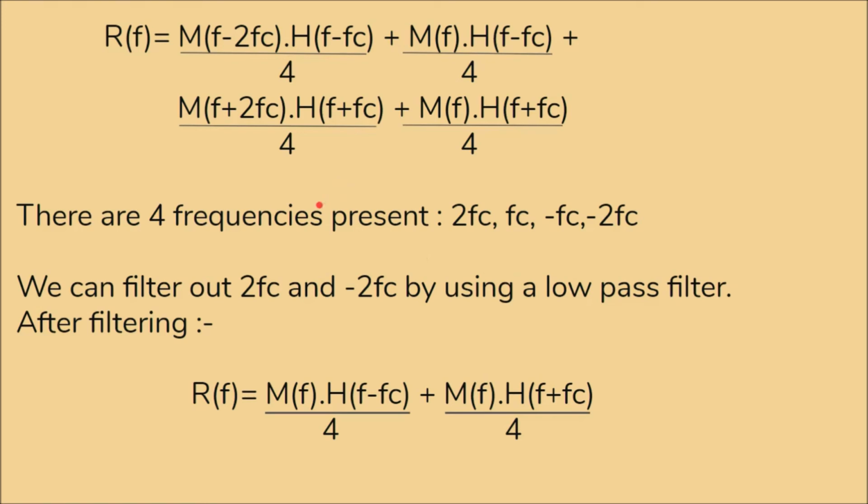Now by seeing this equation, we can conclude there are 4 frequencies present. The first is 2fc, the second is -2fc, the third is +fc, and the fourth is -fc. Now we try to get rid of these higher frequencies, +2fc and -2fc, by passing this signal through a low pass filter. If we pass it through the low pass filter, our output becomes M(f)H(f - fc)/4 + M(f)H(f + fc)/4.